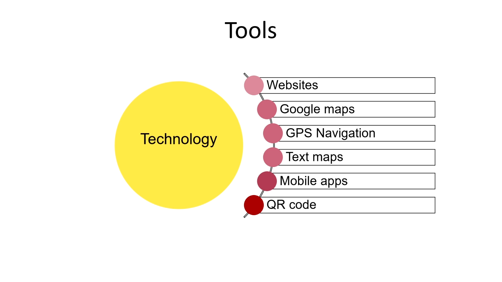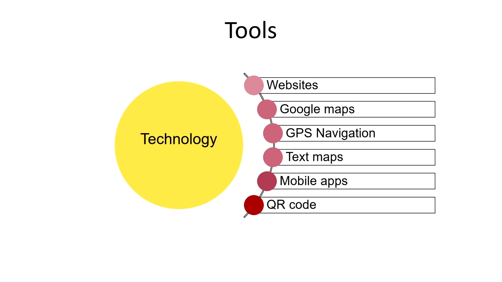Consider the scenario of planning a trip to a new city. Instead of poring over paper maps and asking for directions, we now turn to websites, mobile apps, and GPS navigation tools for assistance. Platforms like Google Maps provide us with comprehensive maps, turn-by-turn directions, and real-time traffic updates, empowering us to chart our course effectively.